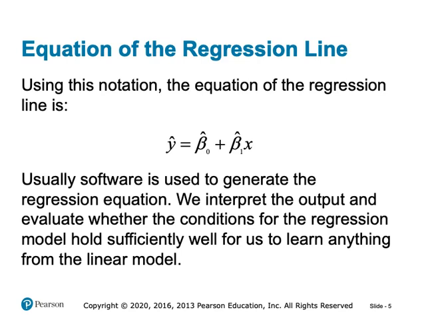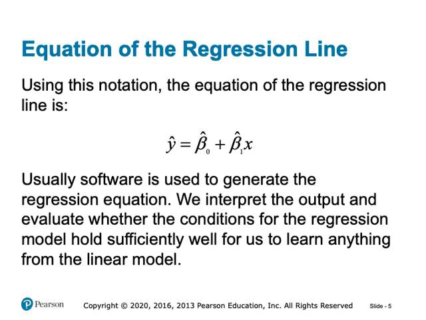Hat y represents the predicted value of the dependent variable y based on our model. Hat beta 0 is the estimated intercept. This is the value of y when the independent variable x is 0. It's the point where the regression line crosses the y-axis. Hat beta 1 is the estimated slope of the regression line. It tells us how much y is expected to change with a 1-unit increase in x. X is the independent variable, the variable we're using to predict y.